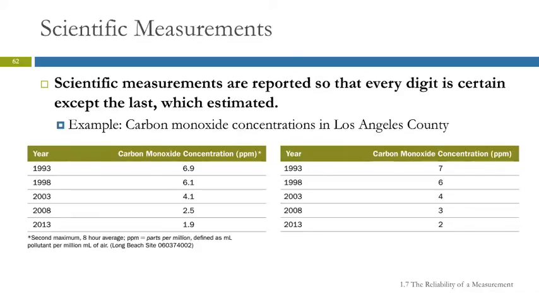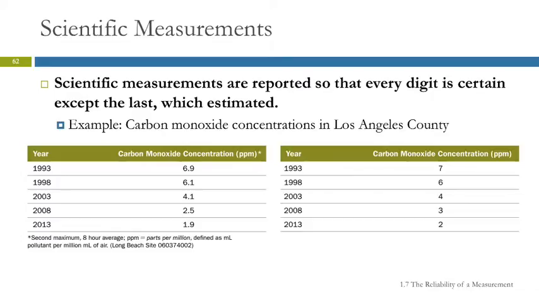So as an example, here are two tables listing carbon monoxide concentrations in Los Angeles County. Here are the years. This one lists, and this is a unit called parts per million, 6.9, 6.1, 4.1, 2.5, 1.9 parts per million. So in each of these numbers, the first digit is certain. The last digit is uncertain. If it isn't specified otherwise, we're going to assume an uncertainty of plus or minus 1 in that last digit.